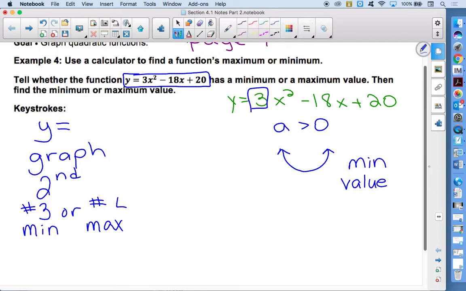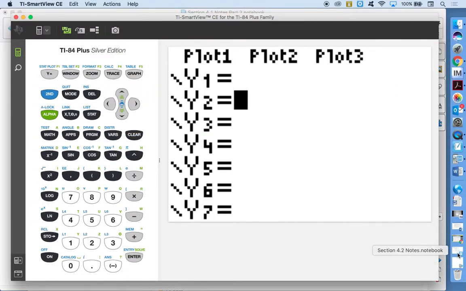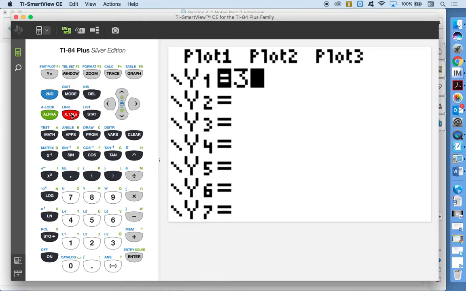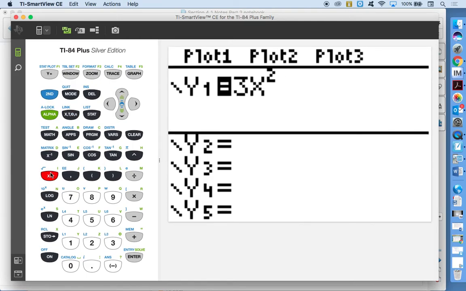But I would like you to pull out your calculator and see if we can use the calculator to help us. So if you go to your calculator, hit your y equals button, and type in the equation that is given to you. So we're typing in 3x squared. Remember, there is an x squared button. And then we have minus 18x, and then plus 20.